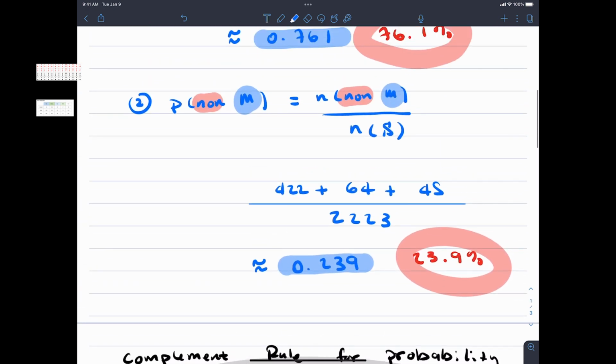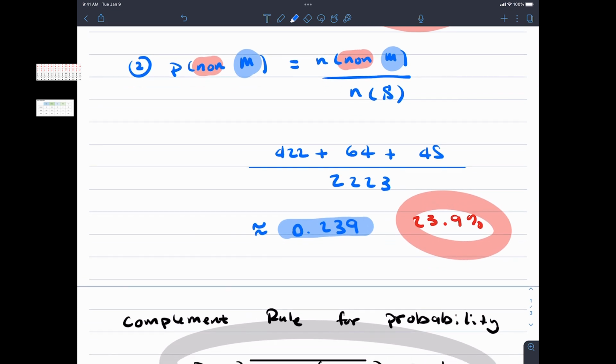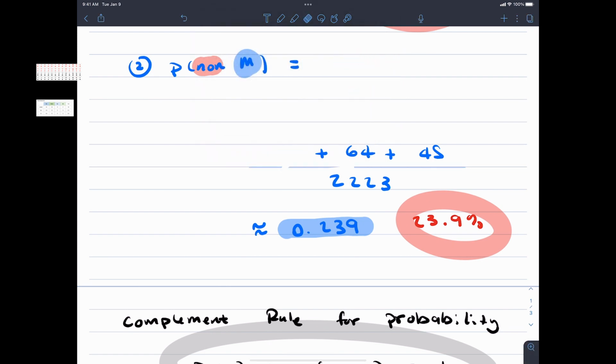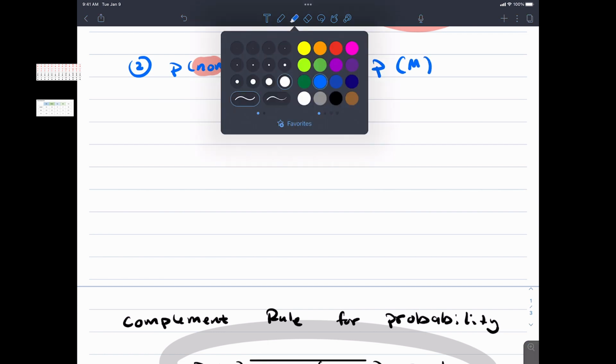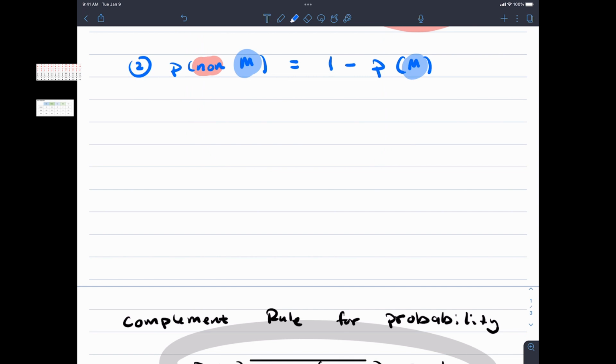Remember this example we just did? Probability of selecting a non-man? You already know what the answer is. It's right in here. What's the answer? 0.239, is that right? Well, I'm not going to use the definition. I'm going to share with you how easy this complement rule is. This equals 1 minus the probability of selecting a man.